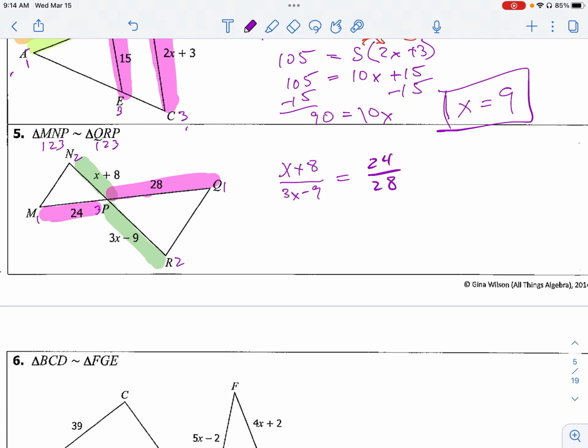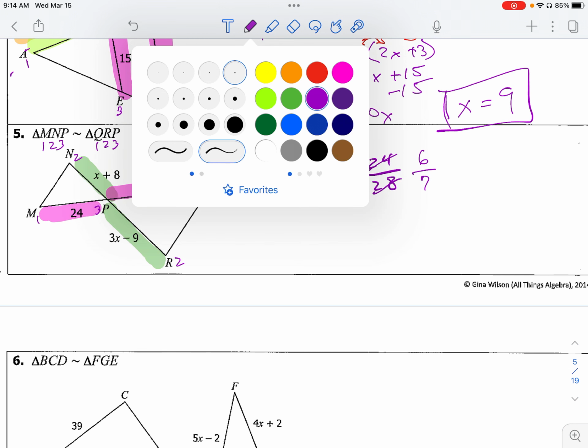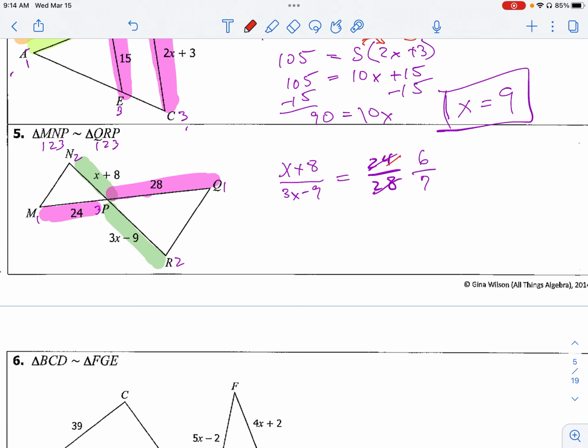So nothing changes, whether we have numbers or letters or formulas, they're all just numbers. So we're going to treat them like numbers. So here I got 24 over 28. I know I can reduce that down because they're both divisible by 4. That's going to be 6, and that is going to be 7. I'm going to cross multiply. So I'm going to get 6 times 3x minus 9 equals 7 times x plus 8.